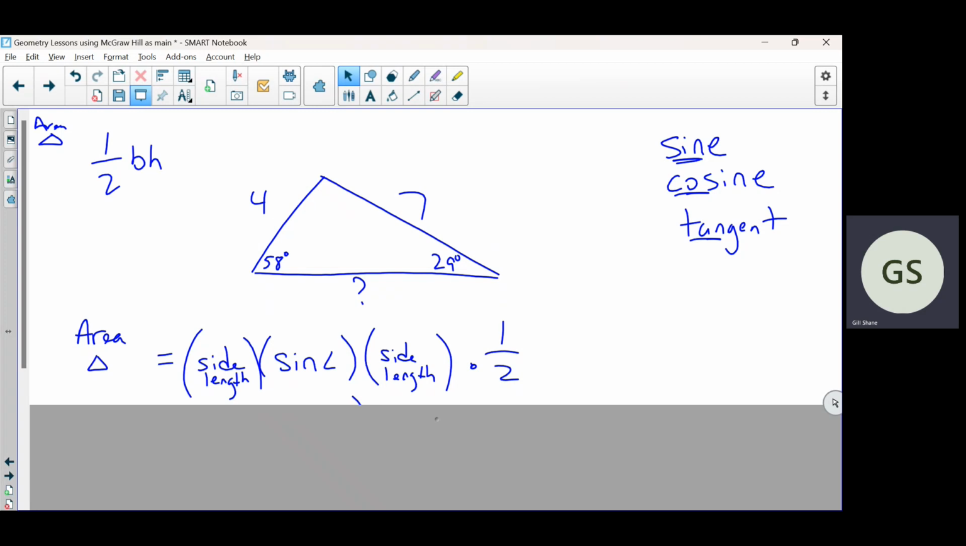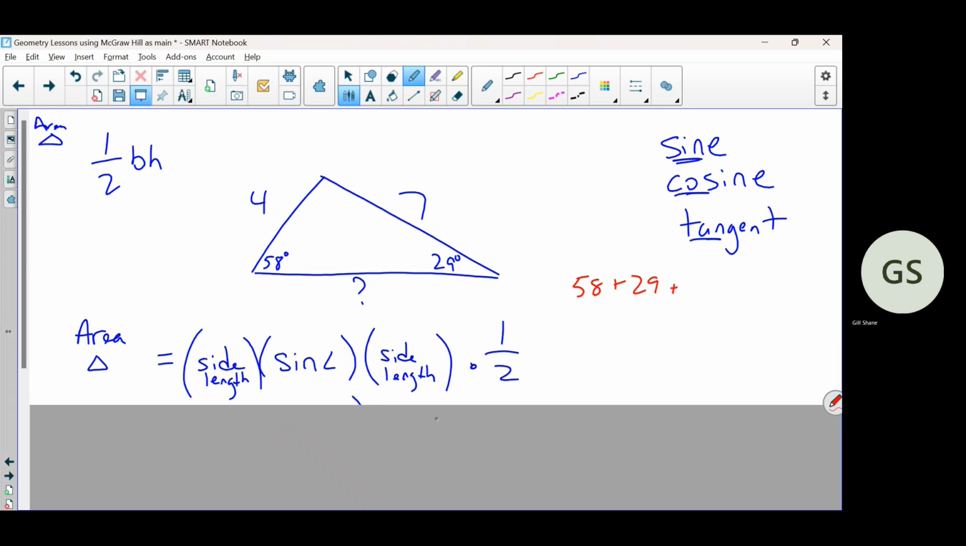If you're not sure how we got that, 58 plus 29 plus, I don't have a letter there, but we'll just call it angle A, equals 180. All three angles have to add up to 180. If we have one variable and one equation, we can solve for the variable. So if you do all the math on that, angle A is 93 degrees. And that's the angle we're going to use because it is surrounded by sides, the side to the left and the side to the right.